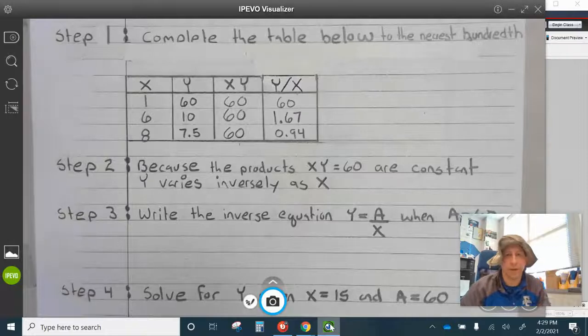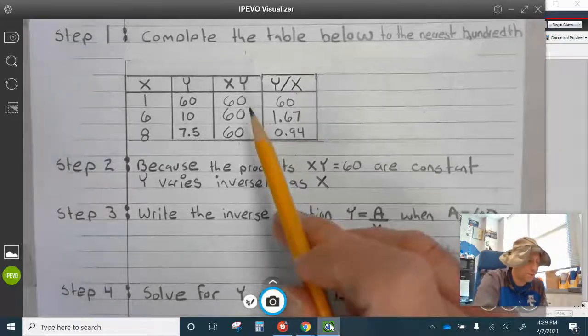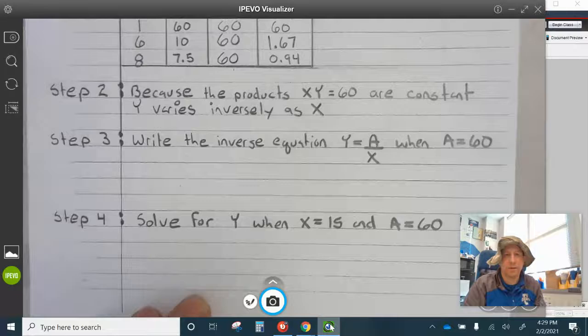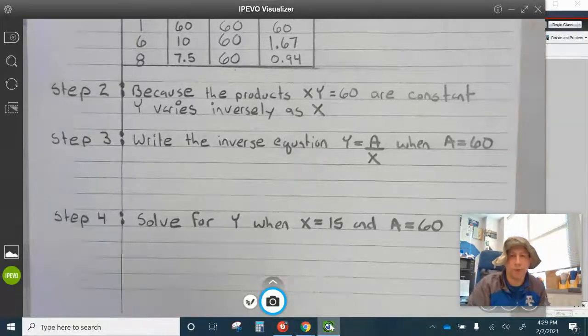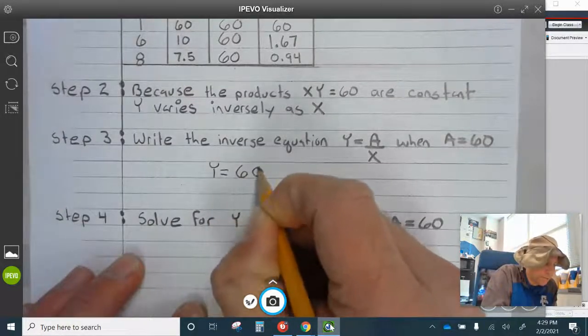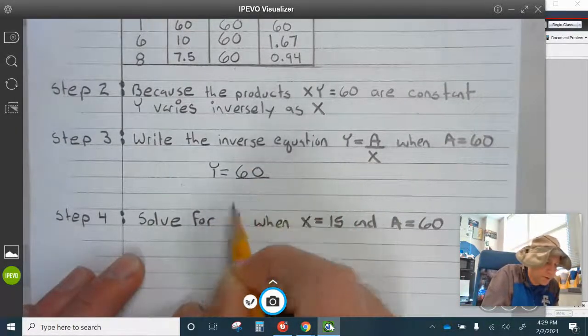Now, step 2. Because the products x times y equal 60 are constant, y varies inversely as x. And what we mean by constant is they're the same number. All right, step 3. Write the inverse equation y equals a divided by x when a equals 60. So that's y equals 60 divided by x.